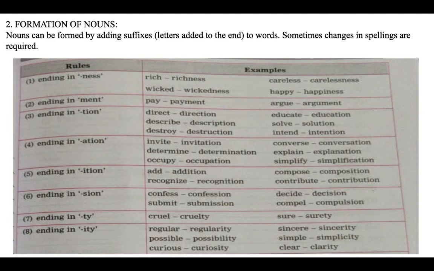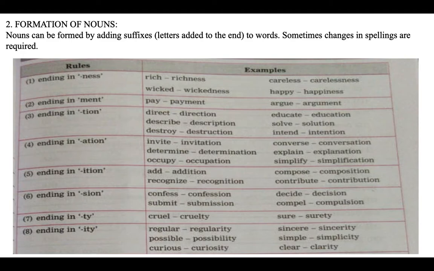Next you have ition. Alright, so you have add and addition, recognize and recognition. See, the spelling again has changed. Alright, then you have sion, confess and confession, submit and submission. T is missing and you have your sion added at the end of the word, that is your suffix. ty, when you add ty also, you can change or transform a word to its noun form. Cruel, cruelty. Sure, surety. Okay.